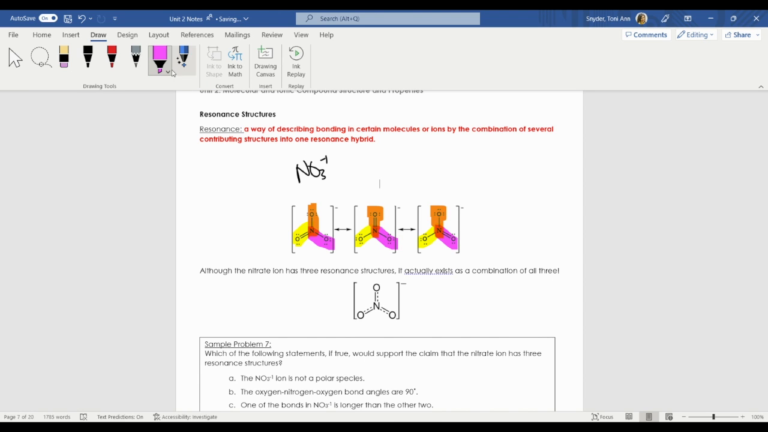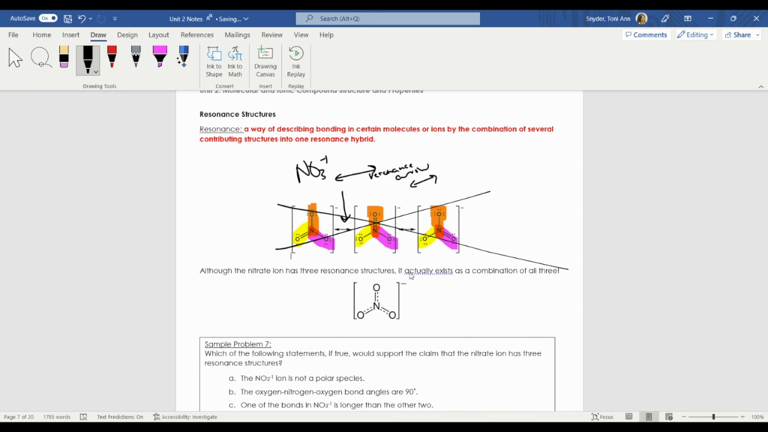You'll notice that resonance is denoted by this right here. This is what we call a resonance arrow. It's like a double-headed arrow, like that. But in real life, neither one of these exists. In real life, we actually have a combination of all three of these resonance structures. So none of these exist. I'm just going to cross that off. None of them technically exist.